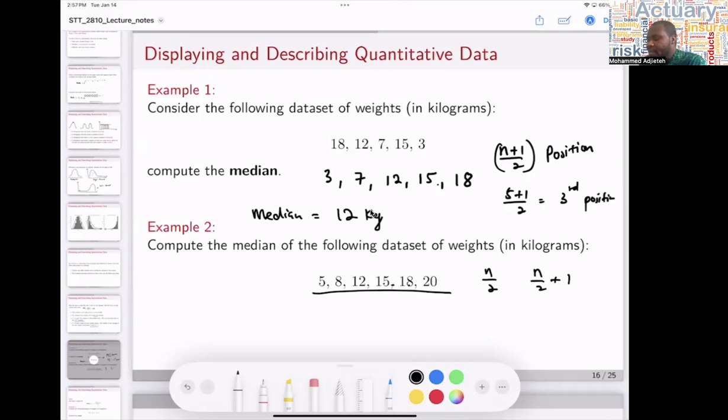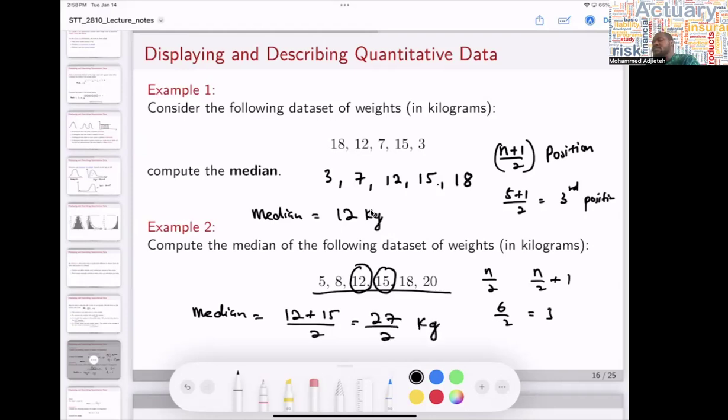So the number here is 6. So 1, 2, 3, 4, 5, 6. And so we're going to have 6 over 2, which is going to be what? So we are going to have the third and fourth position. So the median is going to be the third position, this guy, and then this is the fourth position. So the median is going to be 12 plus 15 over 2, which should give you 27 over 2 kg. That is the median.